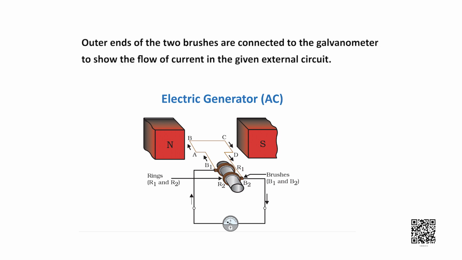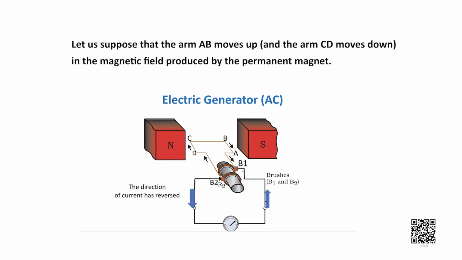Now the outer ends of the two brushes are connected to the galvanometer, which is going to show us the presence of current in the circuit. Let us suppose that the arm AB moves up and arm CD moves down in the magnetic field produced by the permanent magnet.